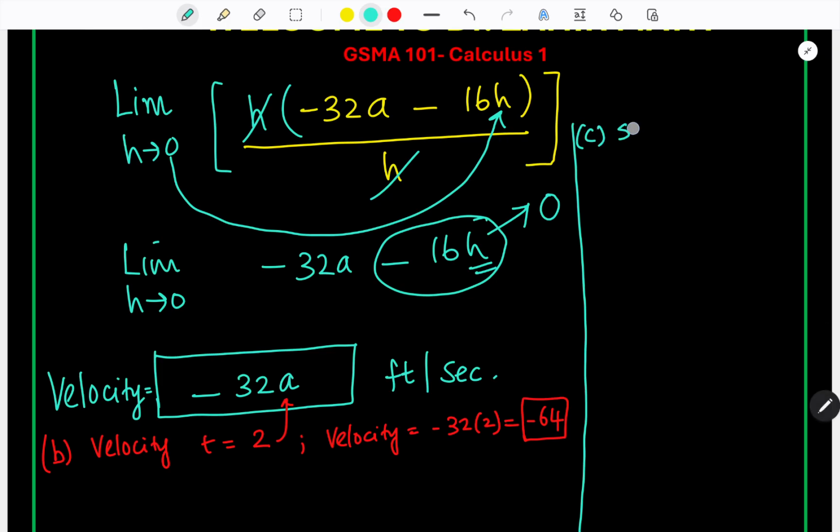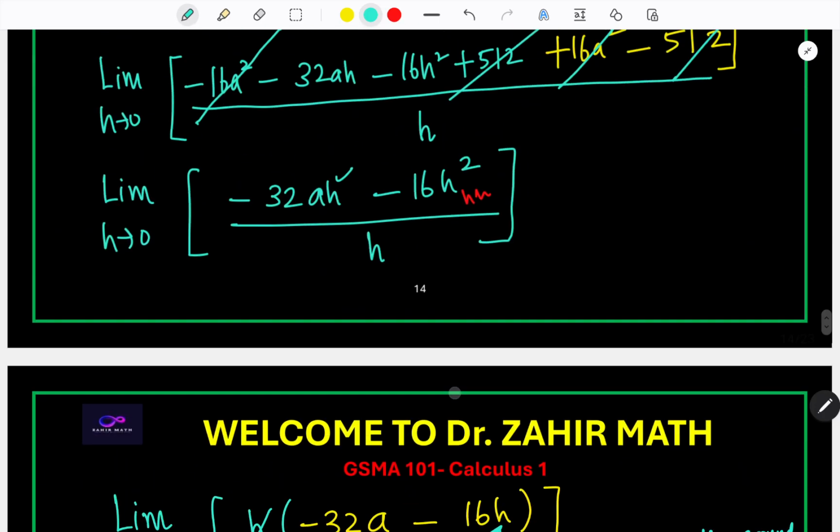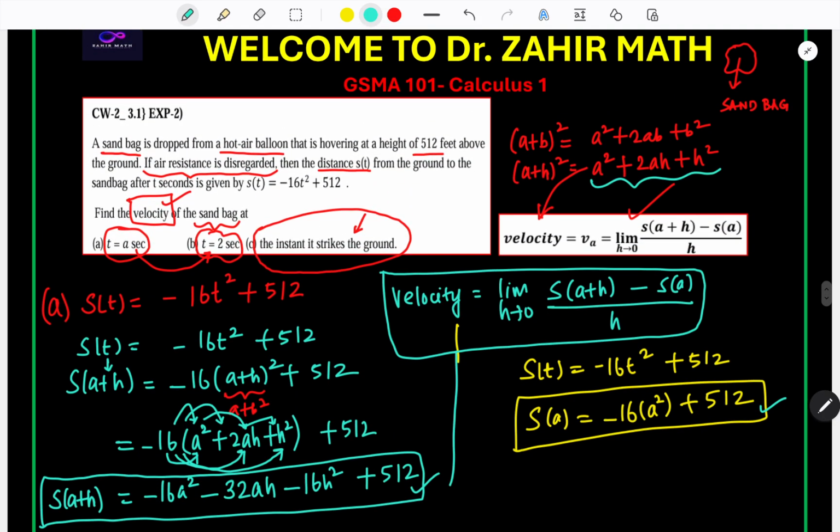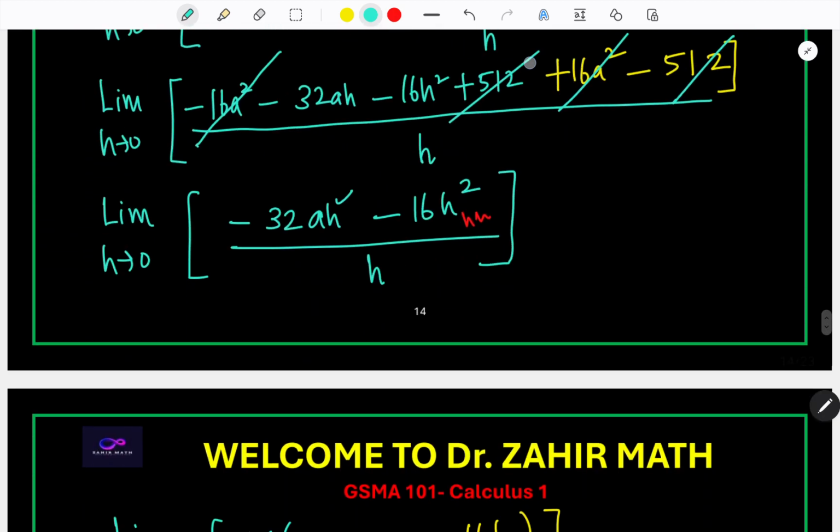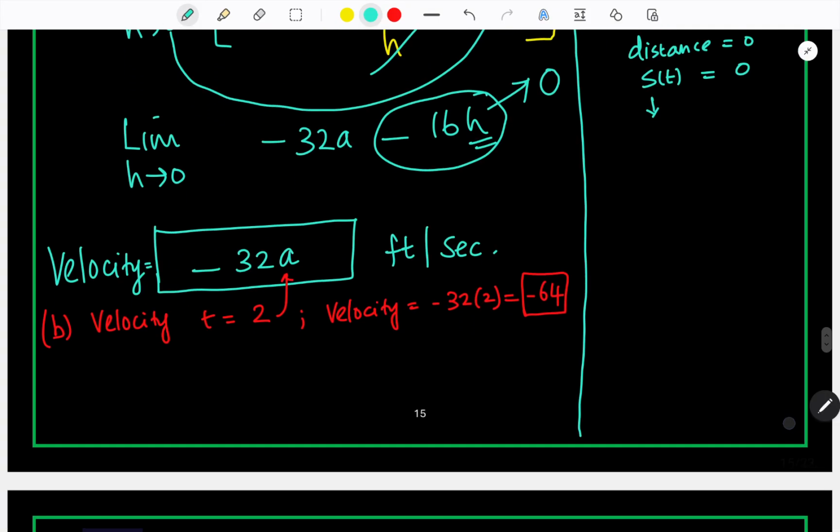Instant it strikes the ground. Strikes means just hit the ground. So it means the distance is equal to 0. What is my distance? S of t is equal to 0. So what is your S of t? That is your given question: minus 16t square plus 512. So you are going to write minus 16t square plus 512 equal to 0.